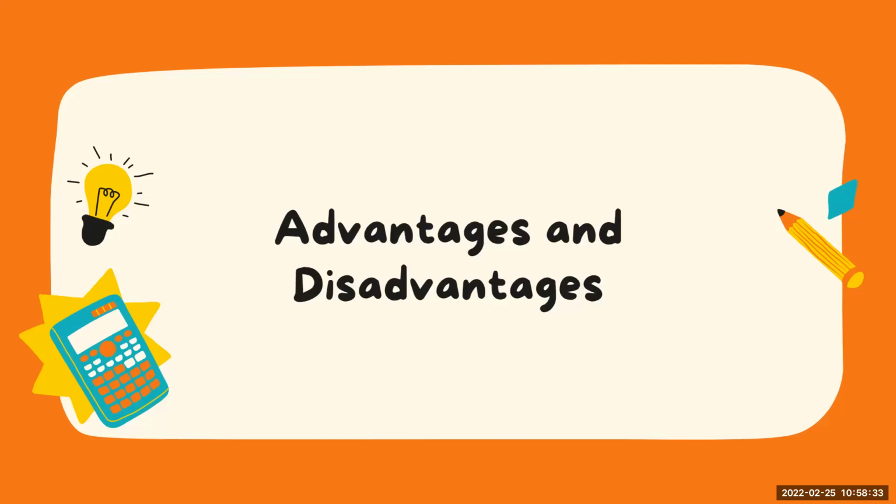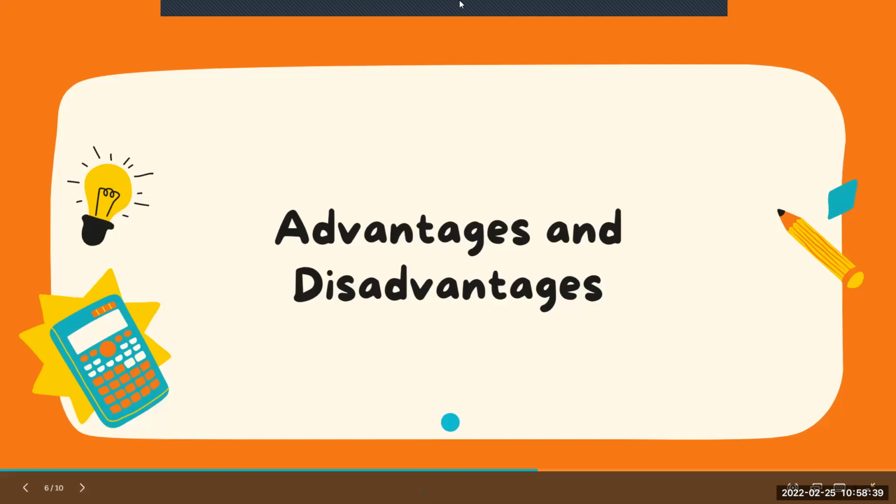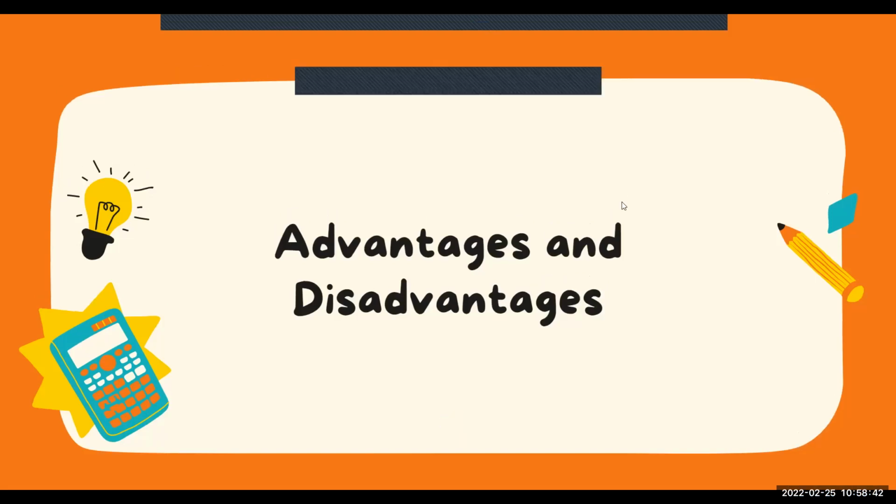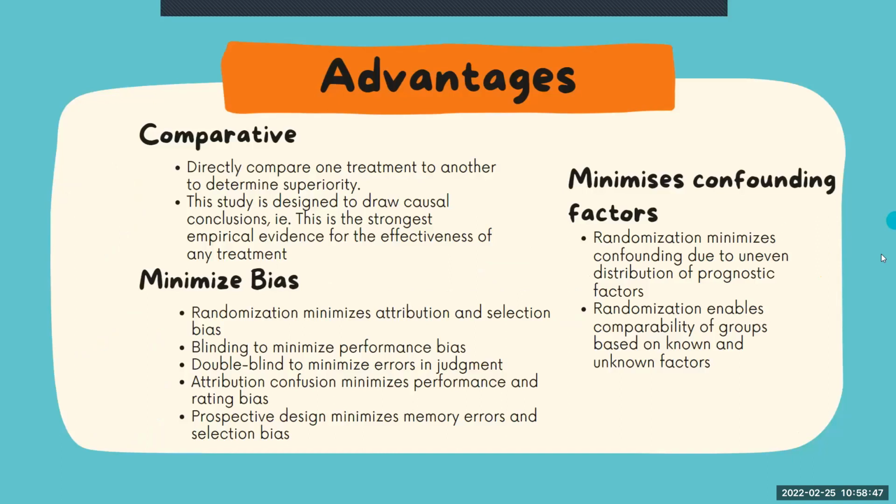Next is advantages and disadvantages. I'm going to talk about the advantages and the disadvantages of randomization research design. Next slide. There are three advantages of randomization research design. The first is comparative. This research design directly compares one treatment to another to determine superiority, and this study is designed to draw causal conclusions. This means that this is the strongest empirical evidence for the effectiveness of any treatment.